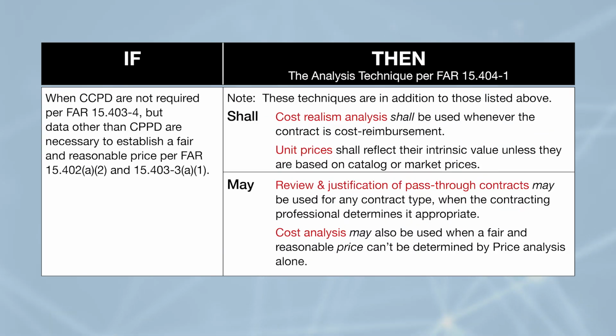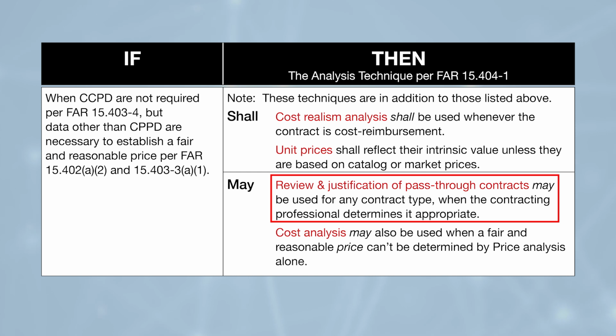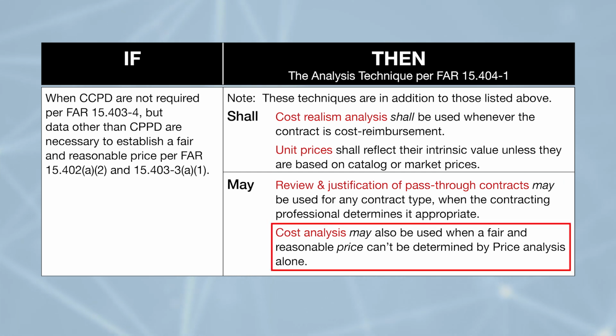Now, let's look at the second procurement situation in the if-then chart. Remember? This is where certified cost and price data are not required, but data other than certified cost or pricing data are necessary. All the techniques from our first procurement situation carry over to this one, so these techniques would be in addition to them. And finally, we have two techniques that may be used: review and justification of pass-through contracts and cost analysis. We're doing great. We've covered 2 of the 3 sections of the chart. Let's now look at the final section of the if-then chart.